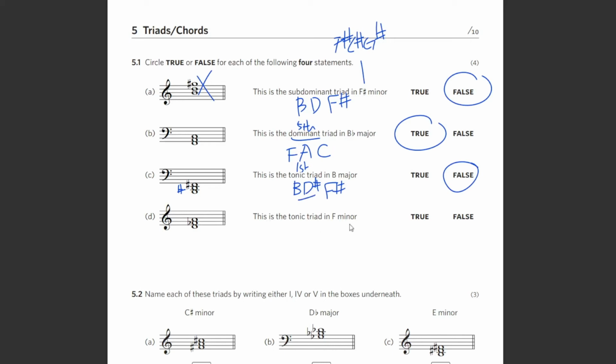Next, this is the tonic triad of F minor. So if it's F minor, tonic is F, then A flat, and then C. Okay, this is D. So it is not a tonic triad. So this is false.